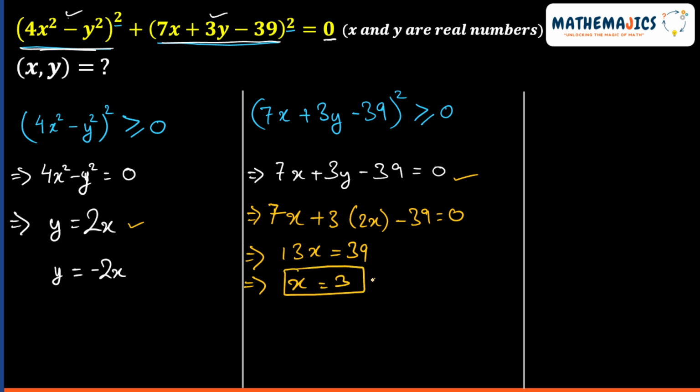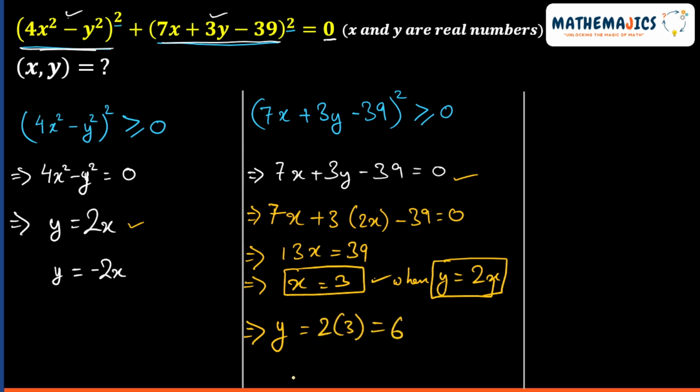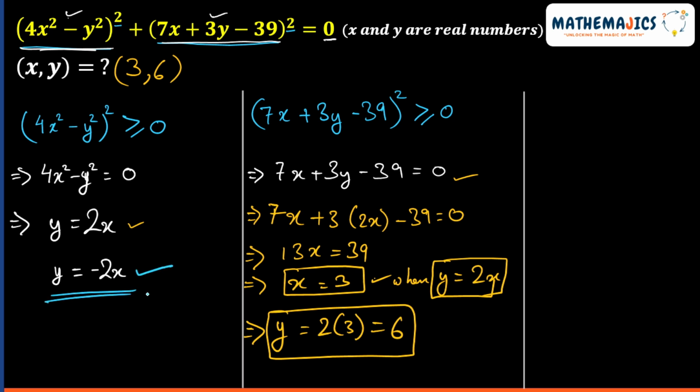Now x is 3 when y equals 2x. From here we can find the value of y as well. So if x is 3, y will be 2 times 3, which will be 6. That means one possible value of x and y is when x is 3, y is 6. So one possible solution for x and y is 3, 6. Now similarly, we can find another solution from y equals negative 2x.